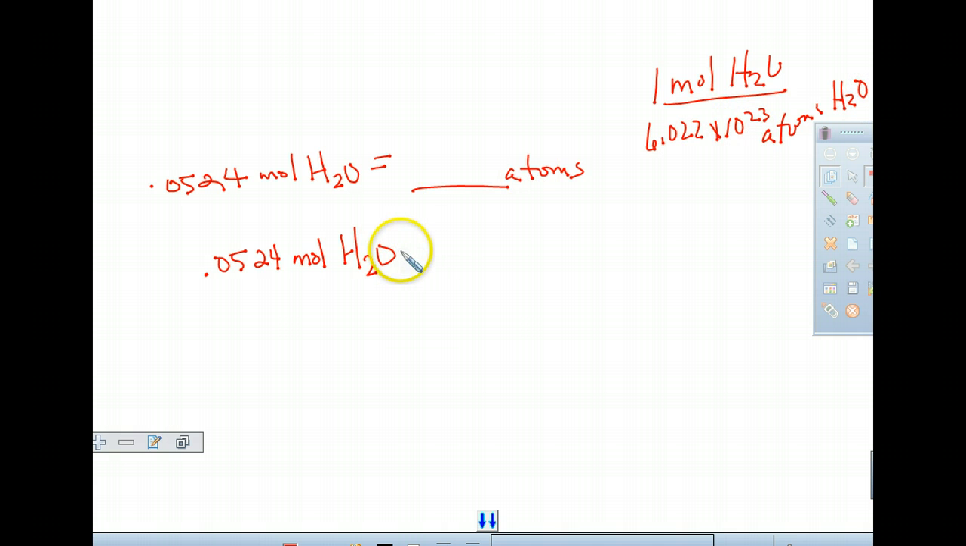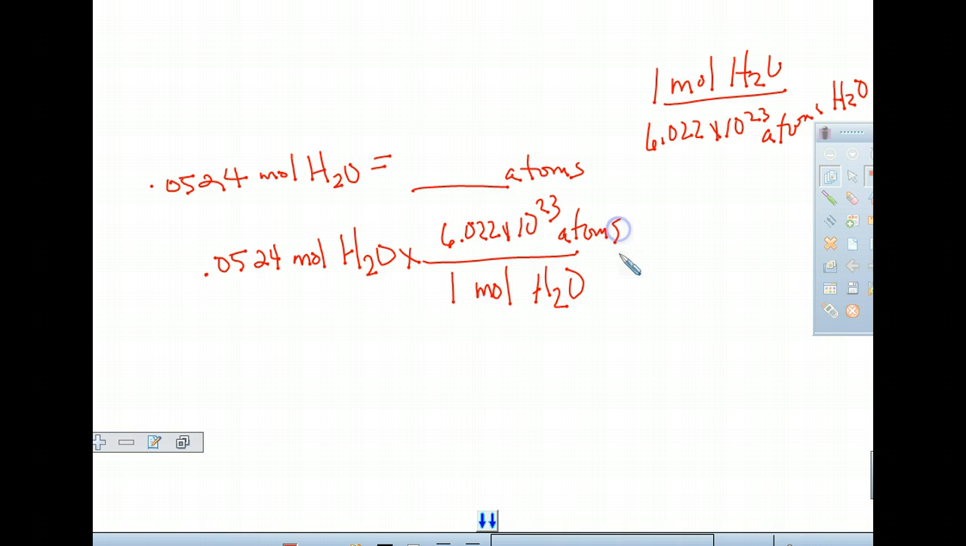Okay, all I need to do is put this in my conversion. I will put my mole at the bottom so it can cancel out. I will put my Avogadro's number at the top. I am at atoms, which is what I needed. All I need to do is 0.0524 times 6.022 times 10 to the 23rd divided by 1. Moles have canceled out. I'm at atoms. And my final answer should be 3.16 times 10 to the 22nd atoms of water.